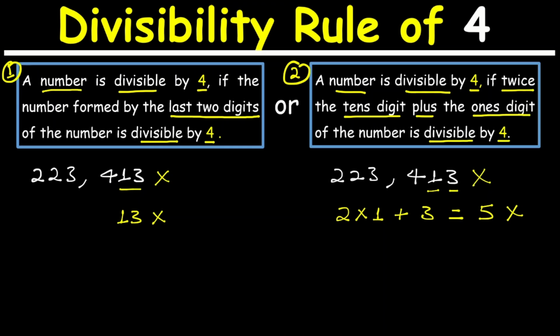Okay, so as you have seen, it was easy to test numbers for divisibility by 4 using both rules. Let's now see a couple of examples showing that the second rule is actually easier than the first rule to test a number's divisibility by 4.